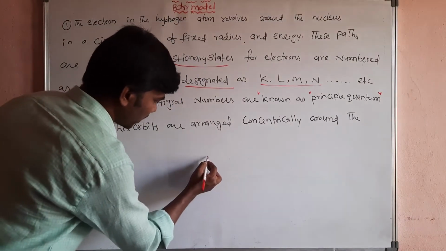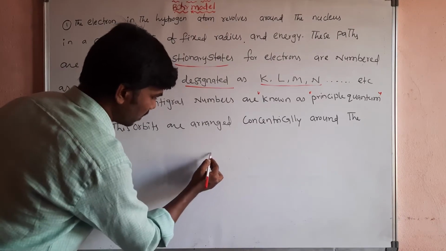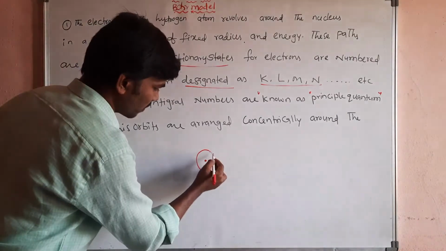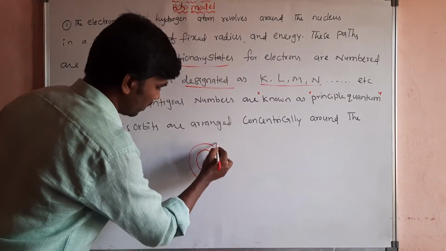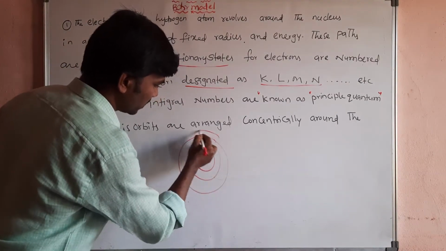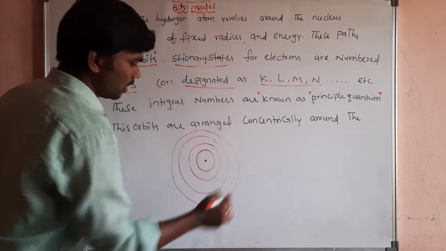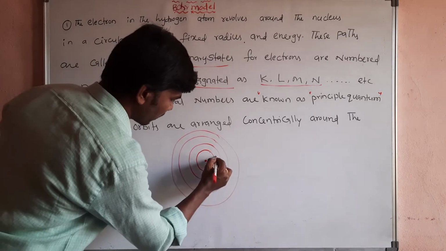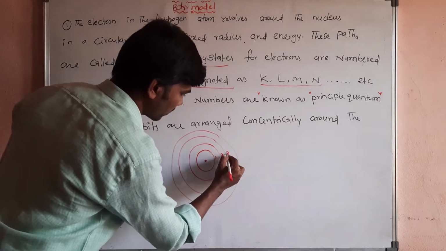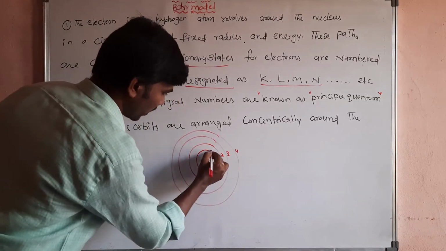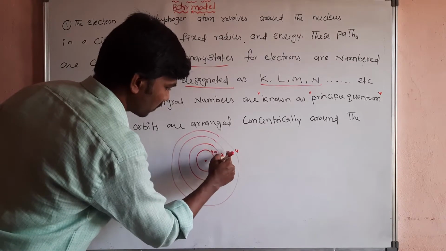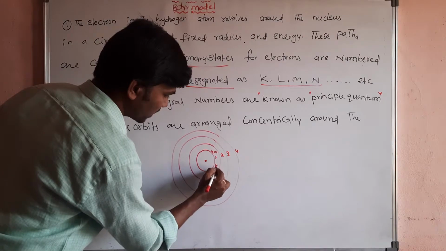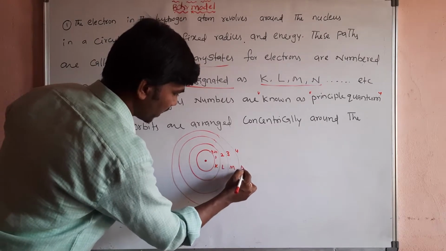One atom is there. In an atom, the nucleus will be like this. Around the nucleus these orbits will exist. So this is the first orbit, this is the second orbit, this is the third orbit and this is the fourth orbit, like this. We can give names to these orbits like this: first shell, second shell, third shell and fourth shell. So n is equal to 1 here, n is equal to 2, n is equal to 3 and n is equal to 4. Or we can simply call them K, L, M and N, right?